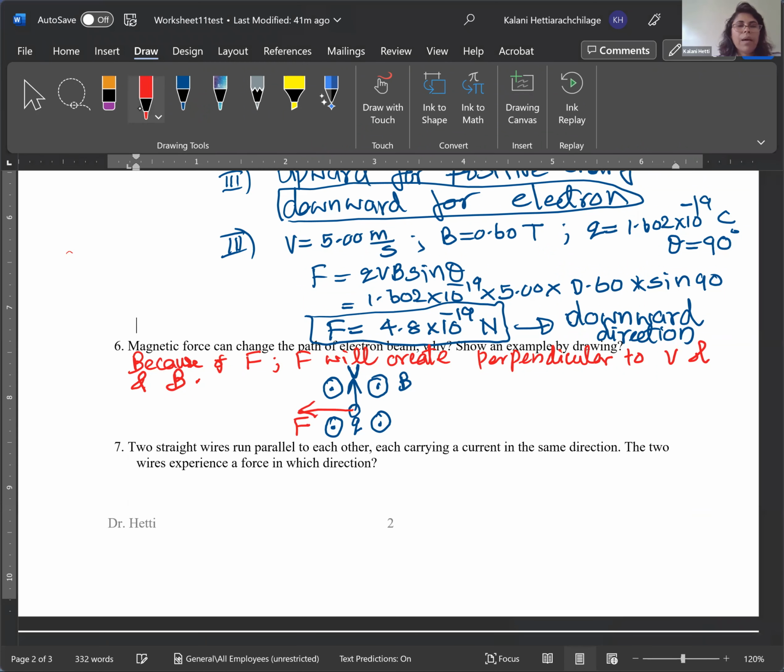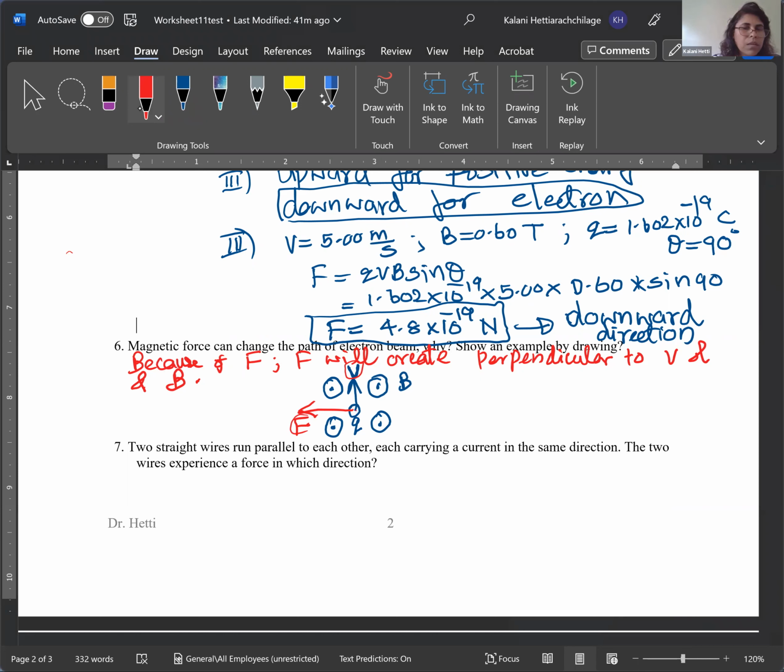So now when this happens, what happens? Because of this velocity and force, they're going to change the direction of the electron, because the resultant force is the important part of the moving. So when you have two vectors perpendicular to each other, we know that the resultant will be in between.